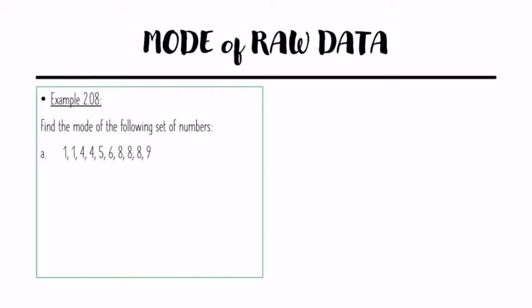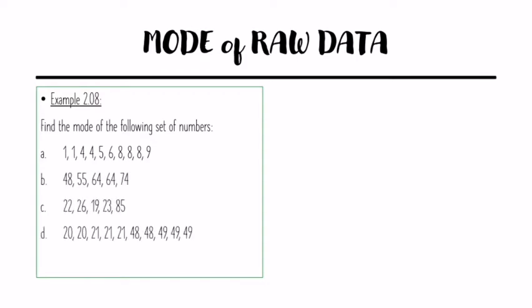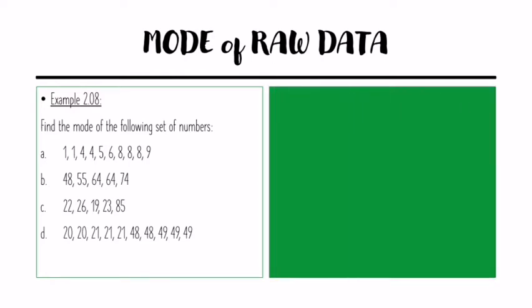We have example A: 1, 1, 4, 4, 5, 6, 8, 8, 8, 9. Let's see all the examples first. We have 4 examples. And now let's see the solution for each one.